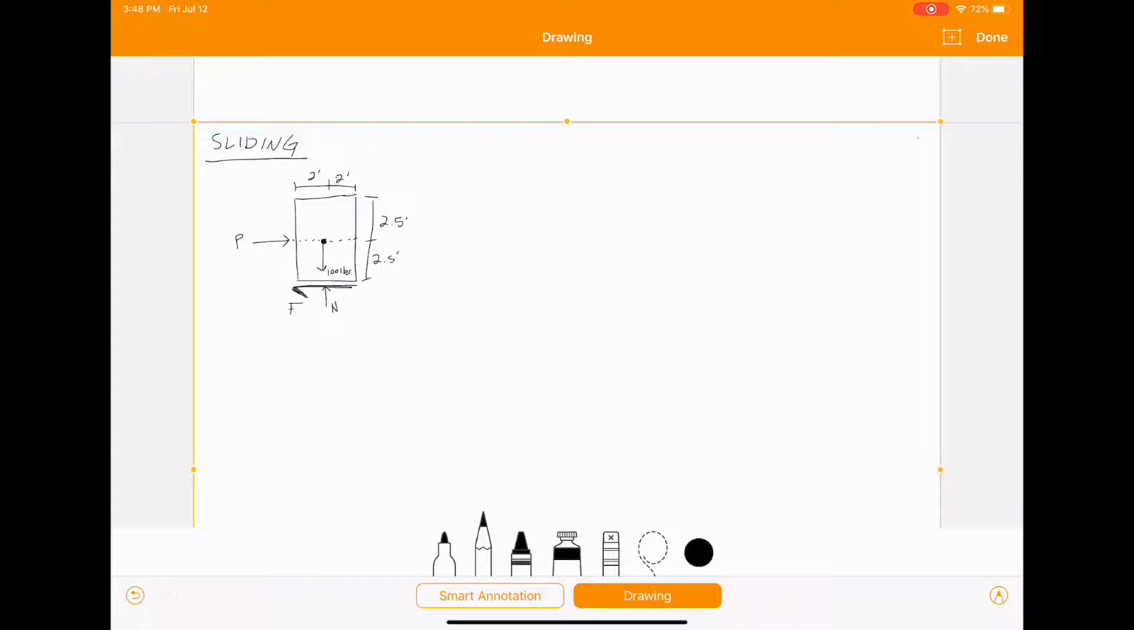All right, once we have our free body diagram complete, we can use our sum of forces to figure out our P. So we'll start with sum of forces in y equals 0. Choose a direction to be positive. We're going to get N minus 100 pounds equals 0, so N equals 100 pounds. Sum of forces in x equals 0. Choose a direction to be positive.